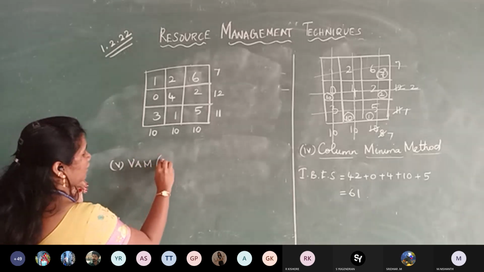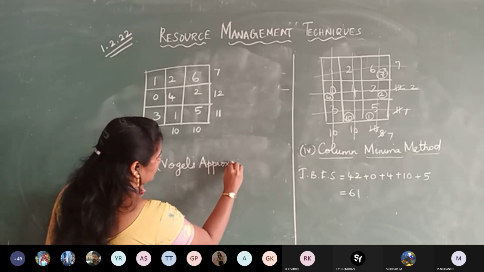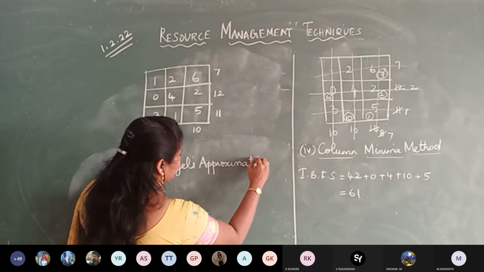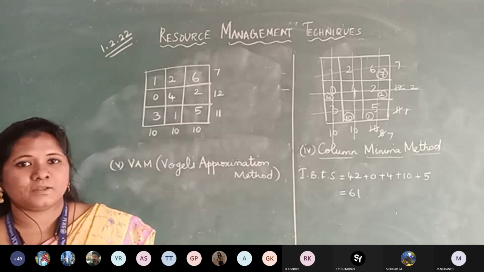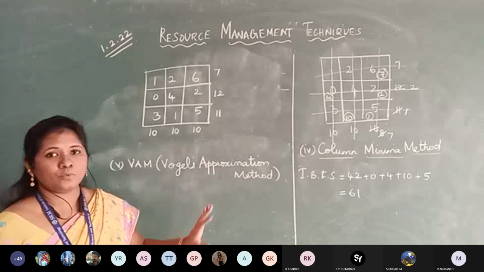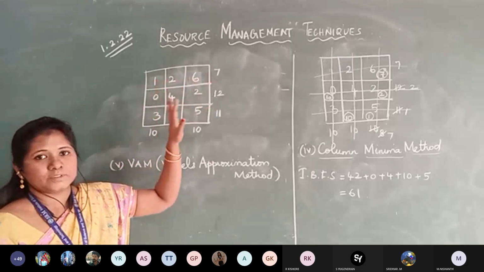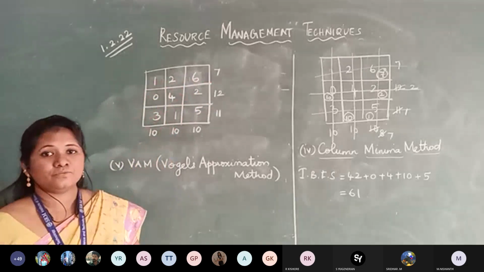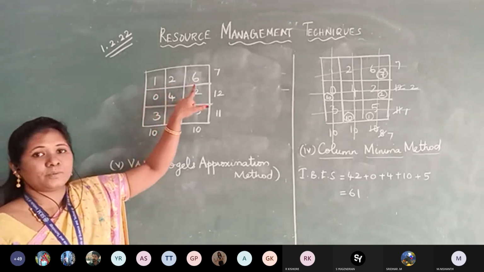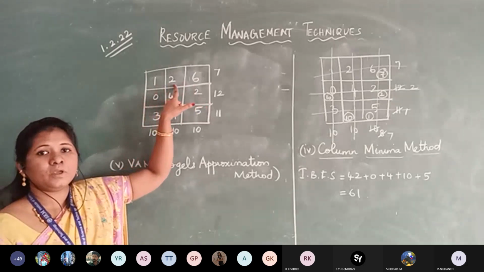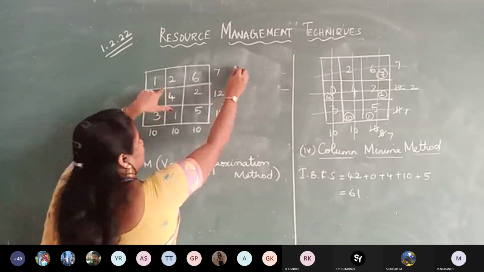The VAM method is nothing but Vogel's approximation method. This method gives you a perfect value. In Vogel's method, just listen, then you can write it down. For each row, you take the two smallest values. In the first row, you've got 1 and 2. You write the difference between these two values, which is 1, here.